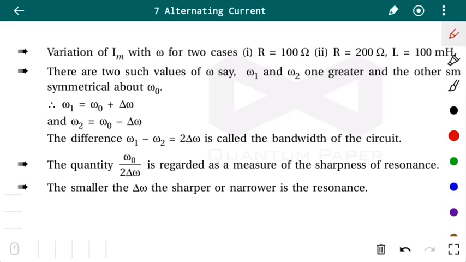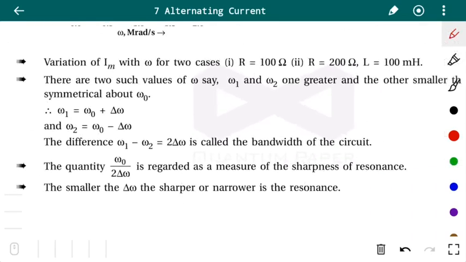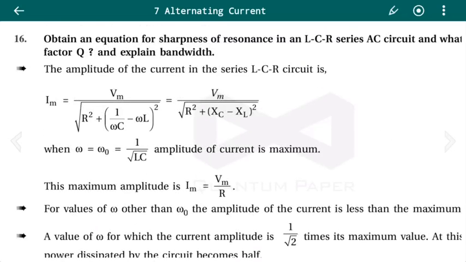The quantity omega 0 upon 2 delta omega is regarded as the measure of the sharpness of resonance. The smaller the delta omega, the sharper or narrower is the resonance. That means the bandwidth should be as small as possible, so the curve will be narrow. And if the curve is narrow, that is the resonance is narrow, then the voice quality will be better. So students, you may note down this theory.